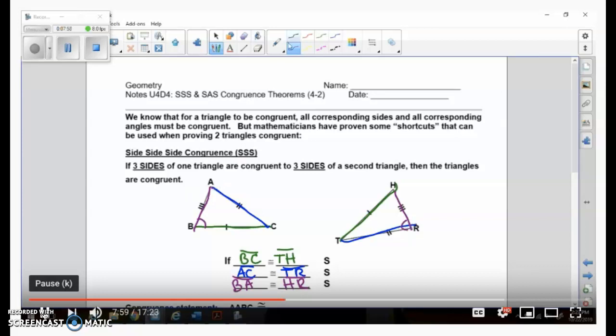And then we know that the angles are congruent, but we don't really care about that right now since we're using side, side, side.